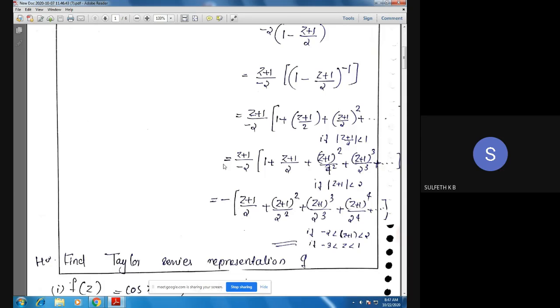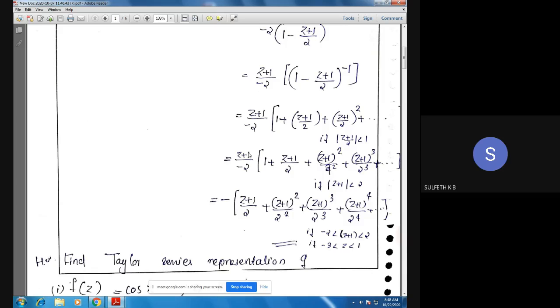Then (z+1)/2 will get multiplied by the inside terms. (z+1)/2 into 1, (z+1)/2, minus will get outside. Then (z+1)/2 plus (z+1)/2 into (z+1)/2, that is (z+1) into (z+1), the whole square, 2 into 2, 2 square. Then we put the minus sign outside. Plus (z+1)/2 into (z+1)/2, (z+1) all square divided by 2 square.